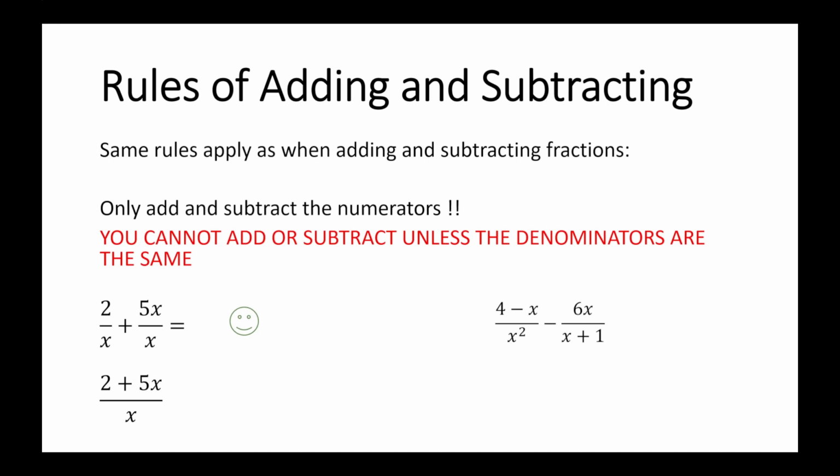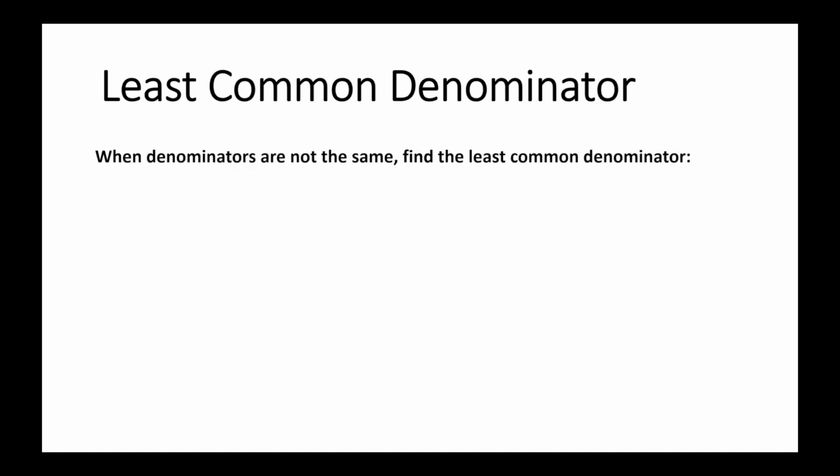Now, for this example here, 4 minus x over x squared minus 6x over x plus 1, this is not actually going to follow the rules. The bottoms do not match, and so we cannot move forward there. So in a case such as the one we saw before, when the denominators don't match, you don't just stop there. You have to find the least common denominator, and you do it as such.